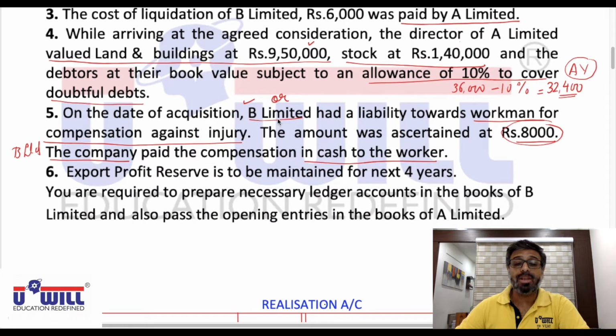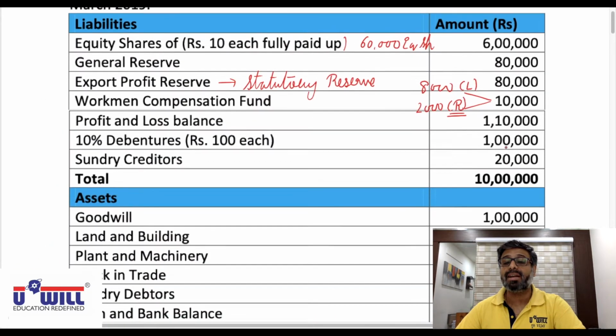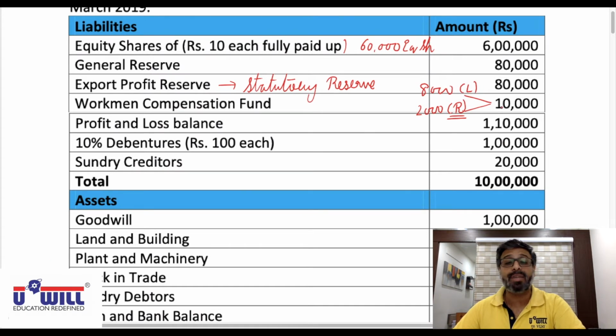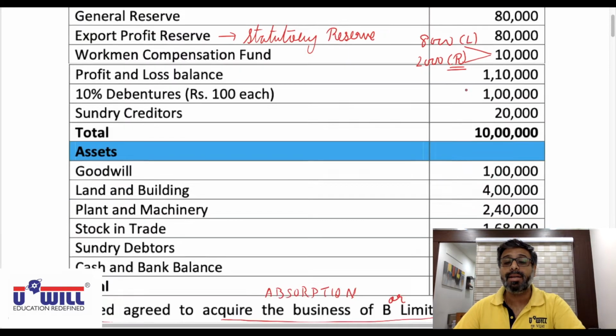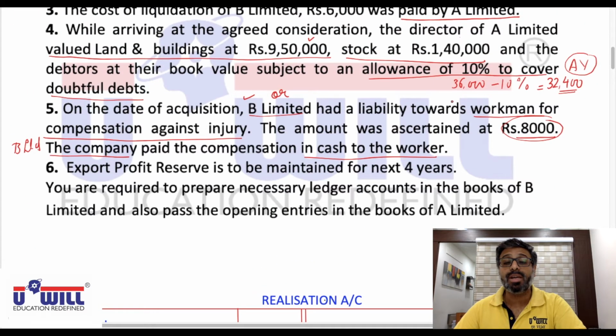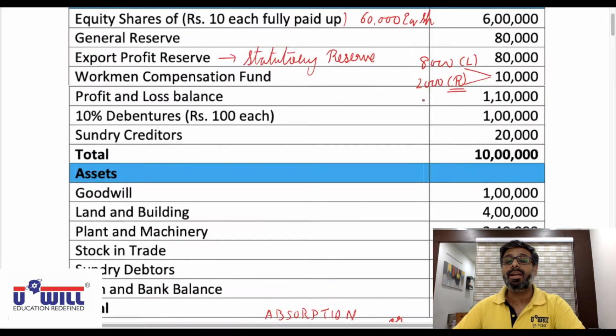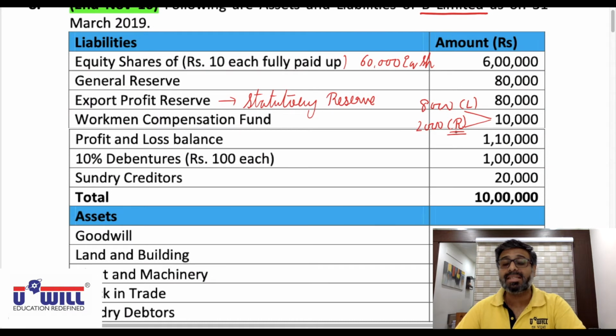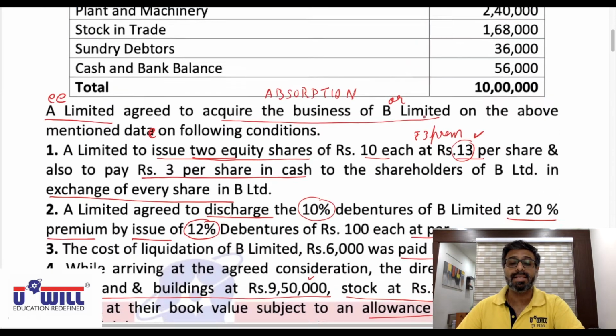On the date of acquisition, B Limited had a liability toward workmen for compensation against injury. The amount was ascertained at 8,000. So 8,000 we have to pay to the worker, which we will meet from this compensation fund of 10,000. Which means out of 10,000, 8,000 becomes our liability. So how much amount can equity shareholders withdraw? Also, this liability the company paid in cash to the worker. The remaining 2,000 only will be transferred as reserves to the equity shareholders account. Show this bifurcation in the balance sheet on the liabilities side.